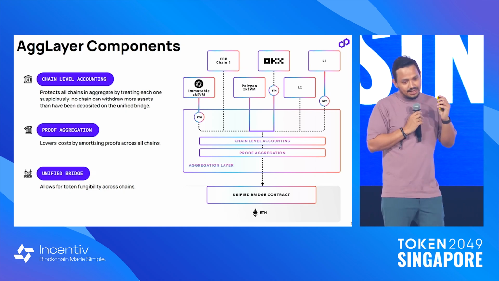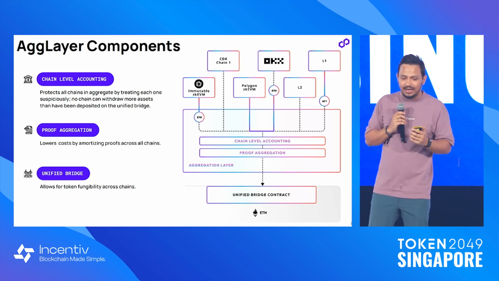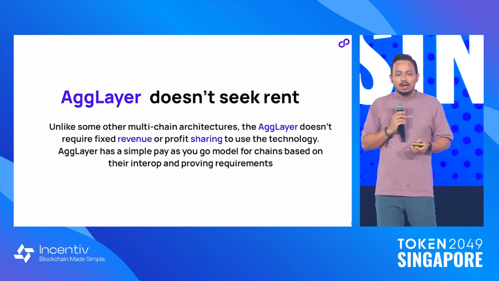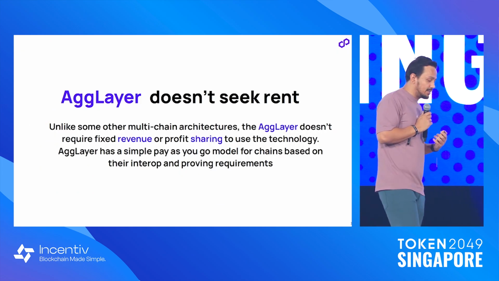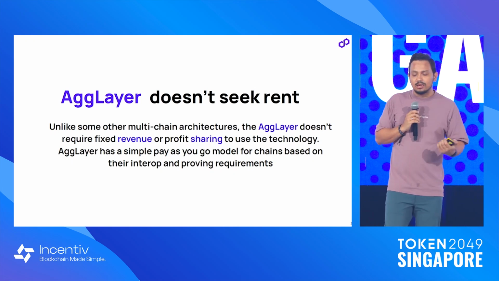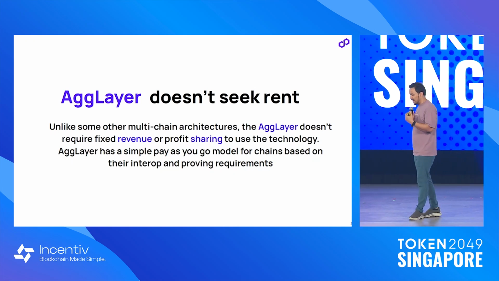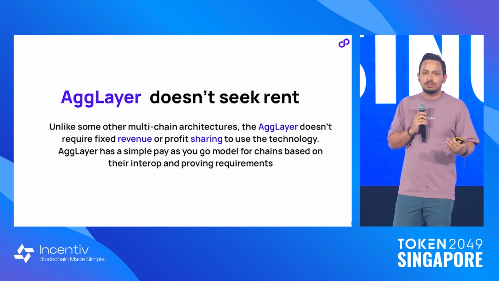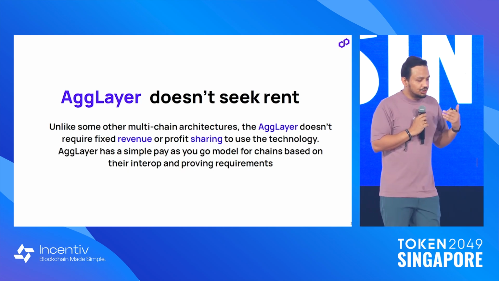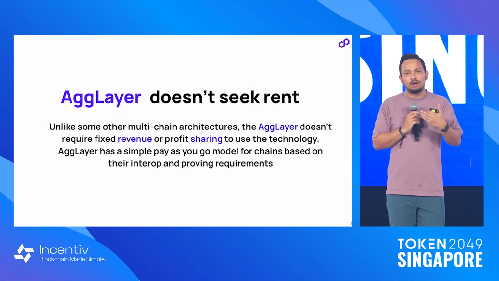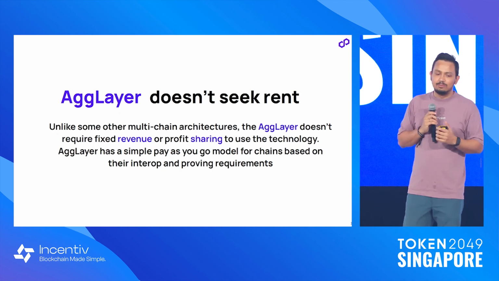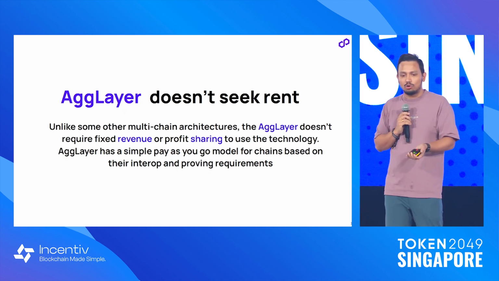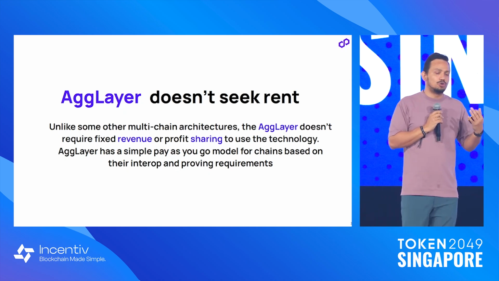And it has, as I said, 3 things: chain level accounting, ZK proof aggregation, and a unified bridge. Another big advantage of Ag layer is that many of you might be seeing various layer 2 stacks available in the market, with different business models. Many of those business models include sharing of the sequencer fees from the entrepreneurs with the stack teams. Ag layer doesn't ask the entrepreneurs for that. If you are launching your own chain, 100% of the sequencer fees goes to you.